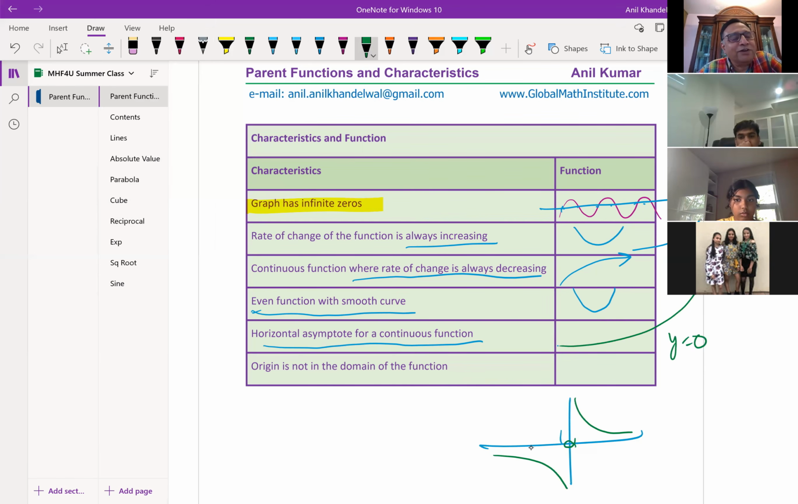Exponential? Yeah, y equals 0 is the horizontal asymptote. Is that clear to you? Origin is not in the domain of the function. Which is that function? I think reciprocal. Correct. Do you see that?